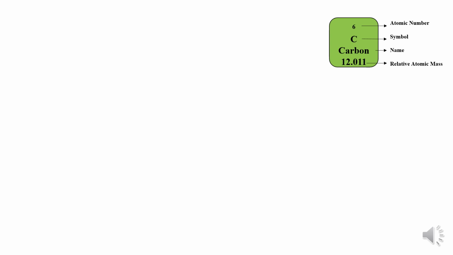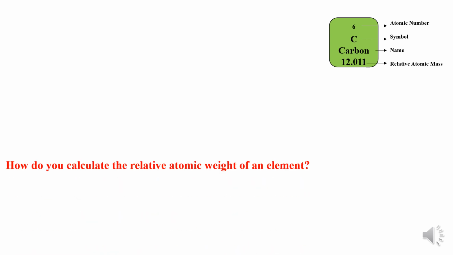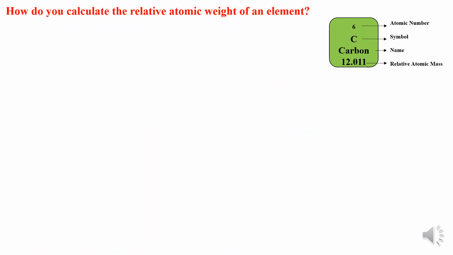So why do you find this decimal number in the periodic table, which is represented as relative atomic mass or relative atomic weight? And how do you calculate the relative atomic weight of an element? Let's try and understand this with respect to the carbon element and its isotopes. The mass number of carbon is 12, atomic number is 6.